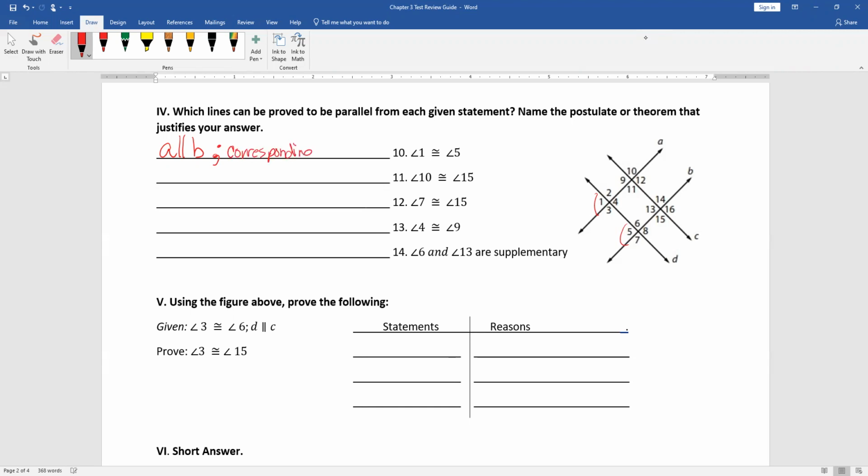I'm sorry, you'll have to use symbols. I tried to make them as long as I could, but because of the image, I couldn't make them all fit. Corresponding Angle Postulate. The only postulate we have.